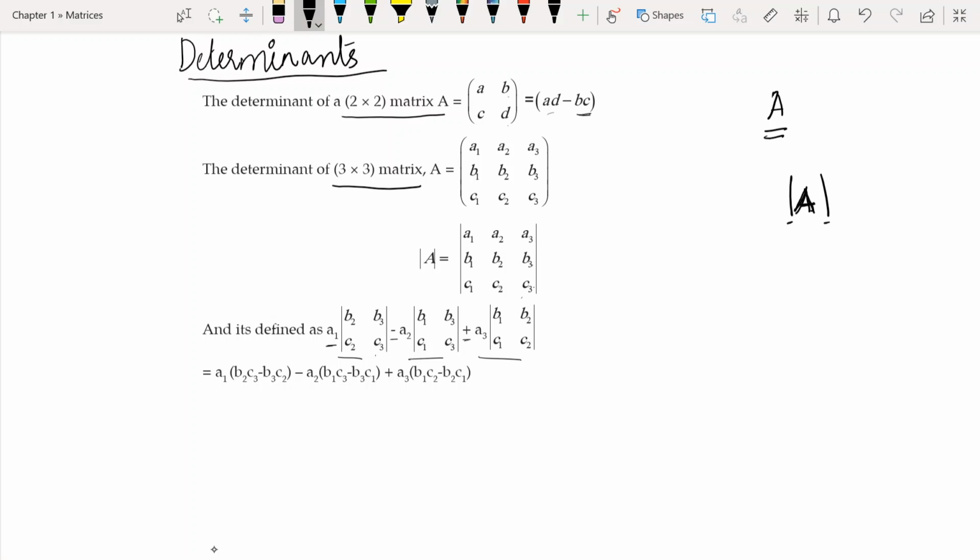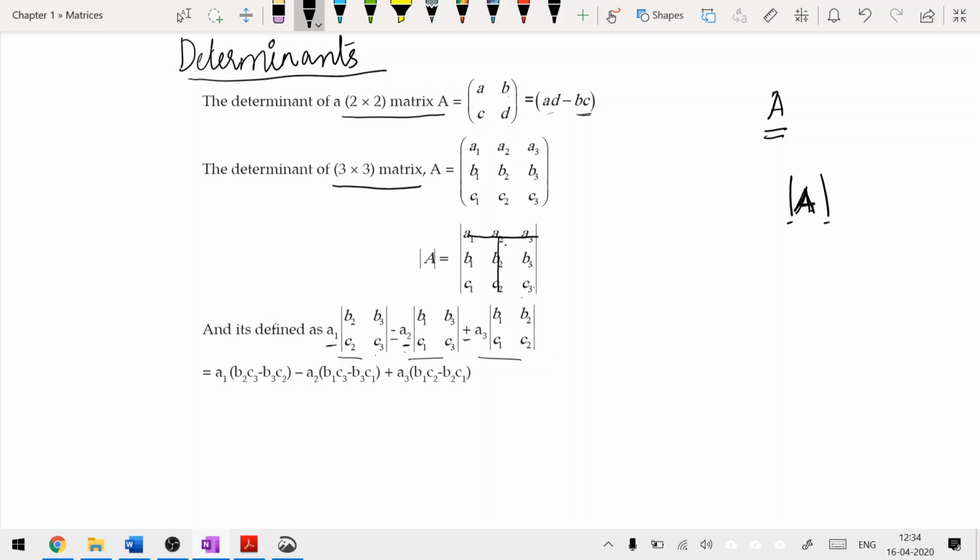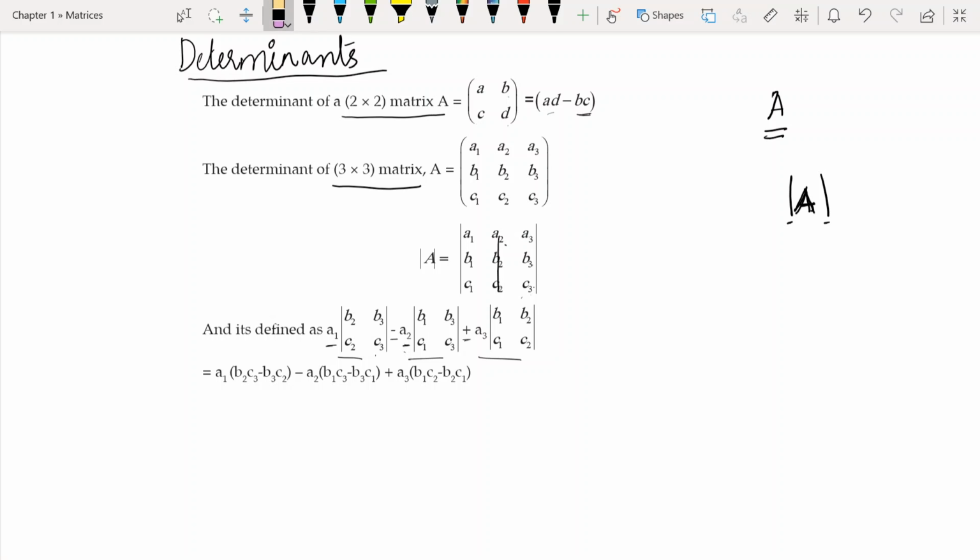Now come to the next. The next one is A2. The second element is A2, so we'll put minus A2. Determinant of, what should you erase? This line and this line. Then what will you get? B1, B3, C1, C3. Okay, understood? It is very easy the moment you write this. Now what is the third element?